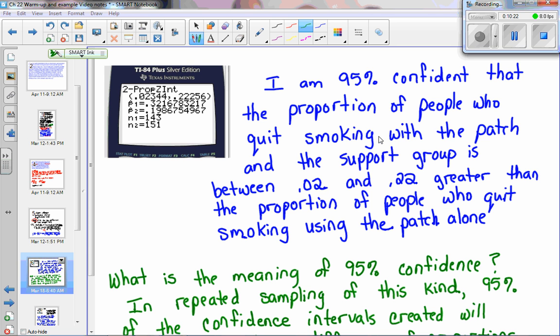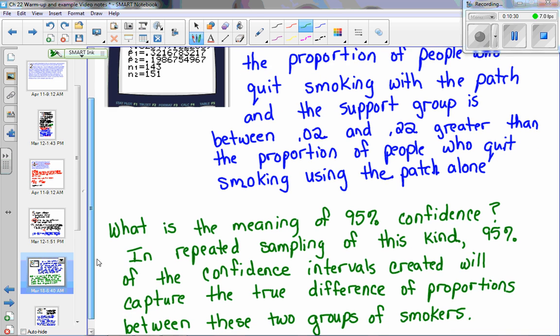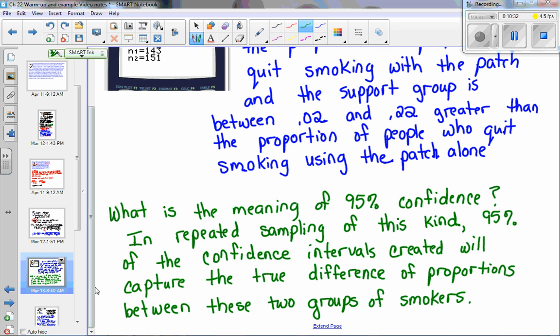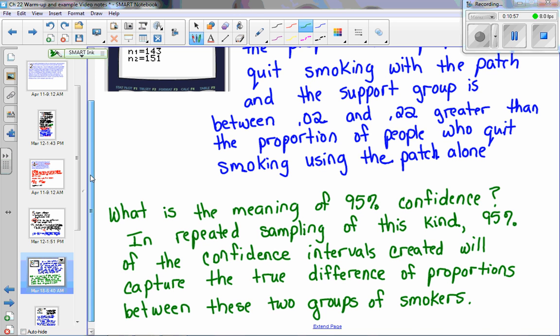So again, you might want to go over this interpretation that I used for my confidence interval. Now, if you were asked specifically what is the meaning of 95% confidence, well, it's the same meaning that we had before. In repeated sampling of this kind, 95% of the confidence intervals created will capture the true difference of proportions between these two groups of smokers. So I still have some context about the smokers, but the 95% confidence is exactly the same thing that it meant when we were doing one proportion. It's just my conclusion was a little bit different.